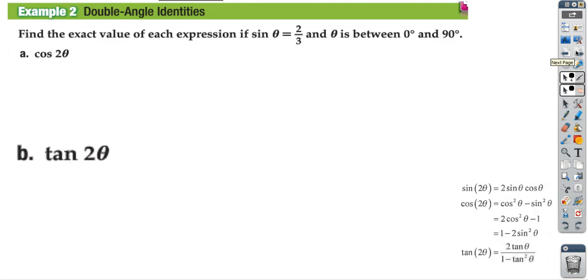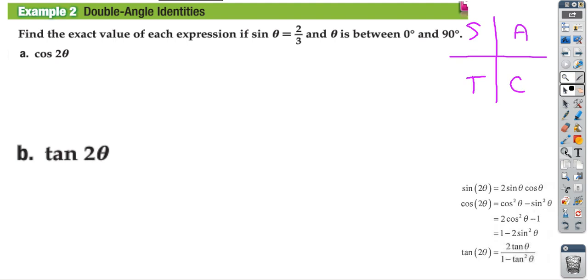Okay, let's do both of these. So it says we haven't done ones with cosine and tangent yet. It says find the exact value if sine is 2 over 3 and theta is between 0 and 90, which again means we're in the first quadrant. But we don't know where 2 theta is going to put us. 2 theta could put us either in the first quadrant or in the second quadrant.